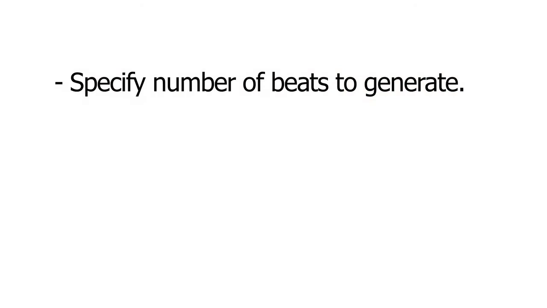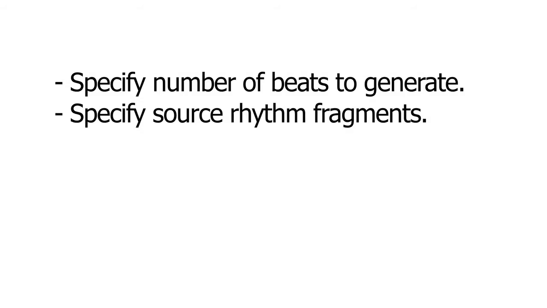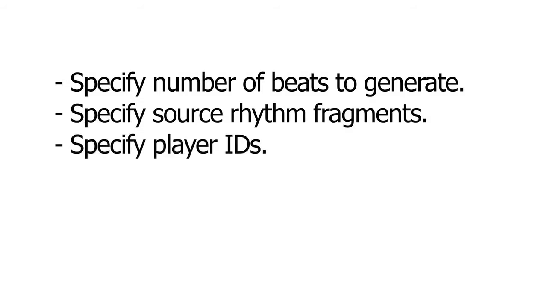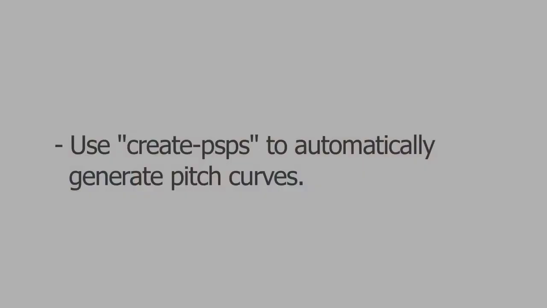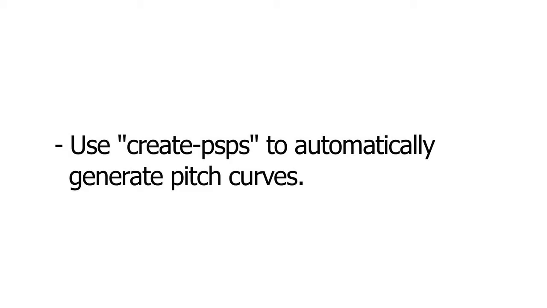So let's look at a simple rhythm chain example here. We're going to specify the number of beats to generate, which will control the length of the piece. And we're going to specify the source rhythm fragments, the player IDs, and the map ID. Because we are generating rhythm sequences purely algorithmically here, it's very difficult to specify the pitch sequence palettes, the pitch curves that go with a rhythm sequence. So we have to create them algorithmically. We're going to use the create PSPs function to do this for us.